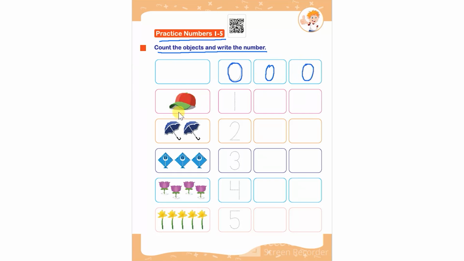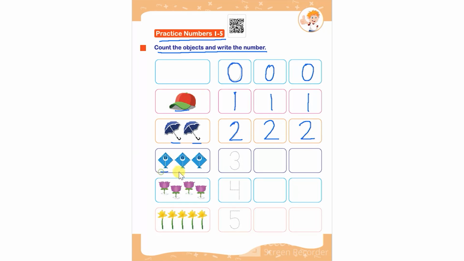After that there is 1 object. So then they have to trace the number 1 and then write 1 in the next 2 boxes. After that there are 1, 2 objects over here. So they have to first trace the number 2 that is given over here and then they have to write the number 2 on their own in the next two boxes.